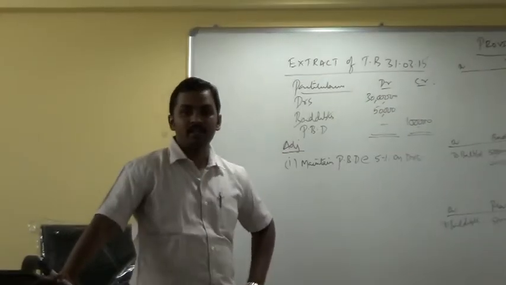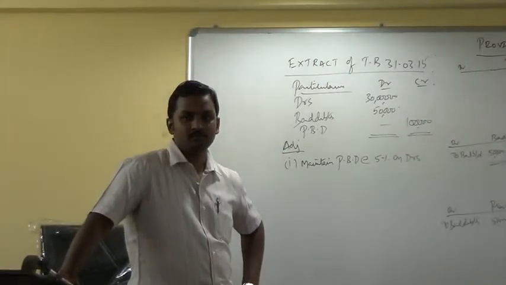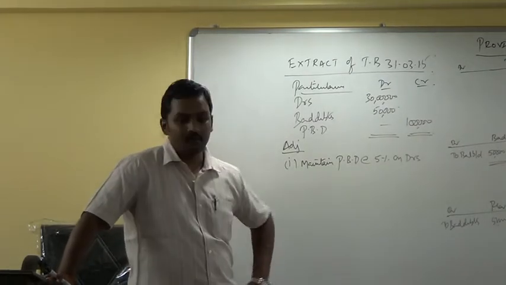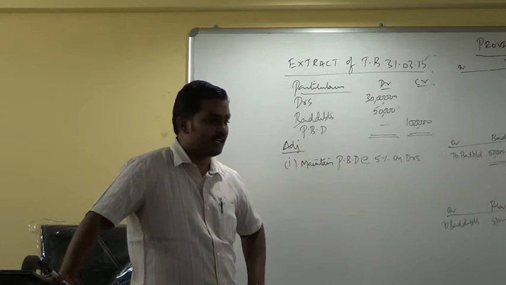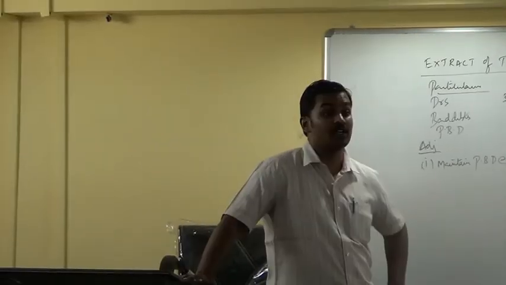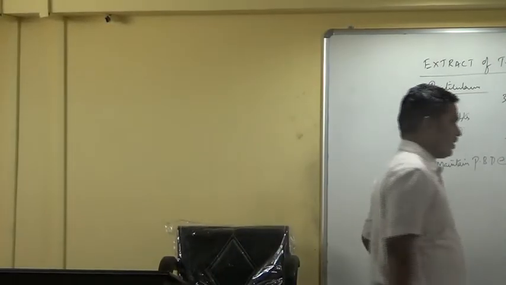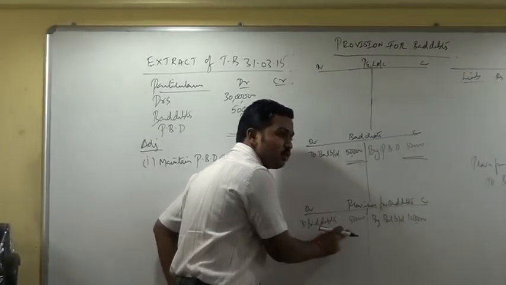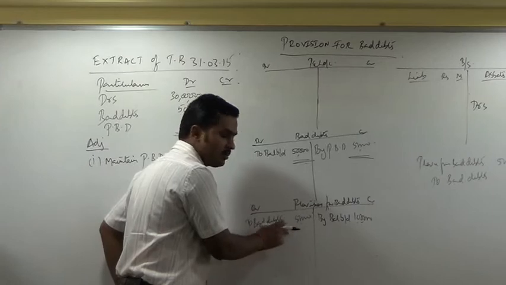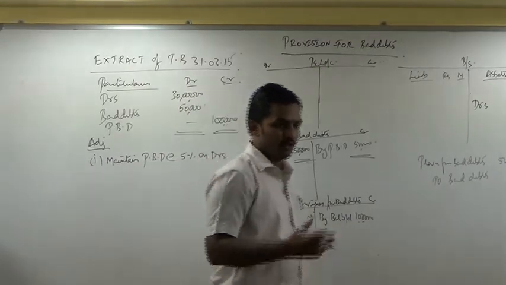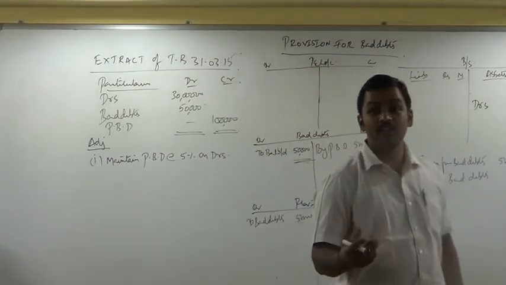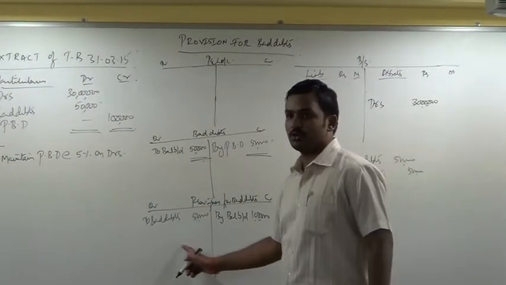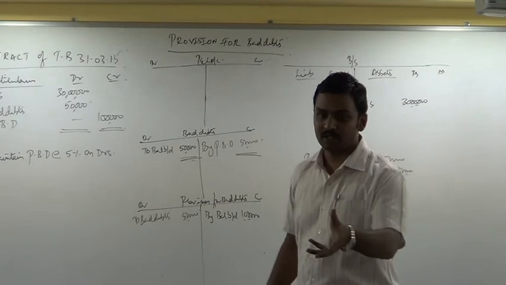Now we have to maintain a provision. See the adjustment. Maintain provision for bad debts at the rate of 5% on debtors. Now look at the board. Existing provision 1 lakh. Provision consumed, already used 50,000. How much is available? 50,000. There is a provision available to the extent of only 50,000 rupees. Out of 1 lakh, 50,000 is used up. So there is a balance of only 50,000.